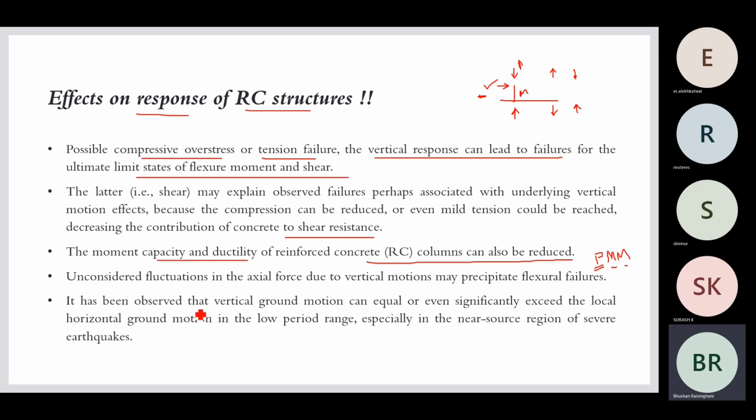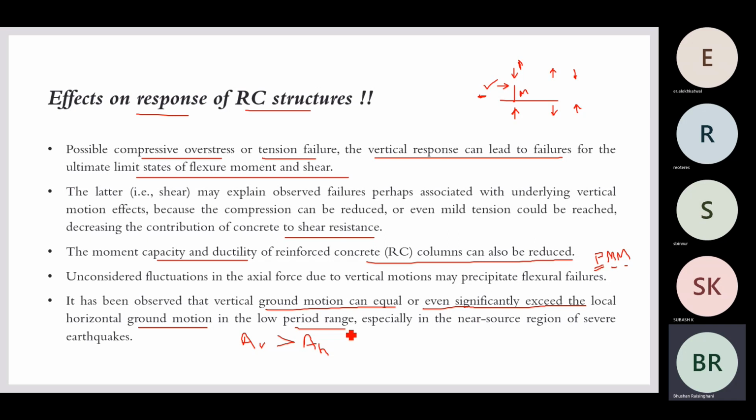It has been observed that vertical ground motion can equal or even significantly exceed the local horizontal ground motion. So your AV can become greater than AH in the low period range. So if your earthquake is a low earthquake also, so you have a low period range, that means in the acceleration region.